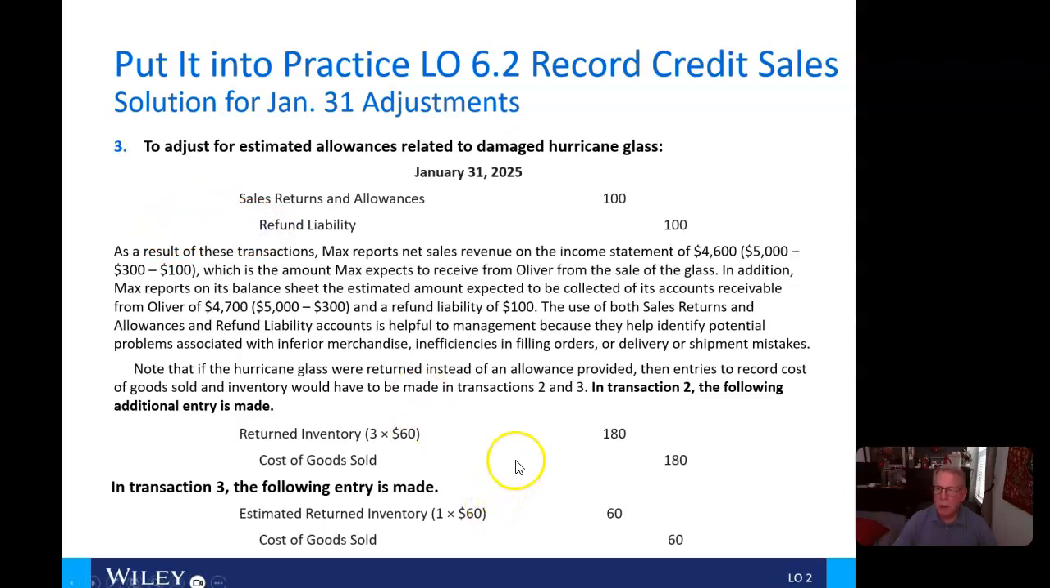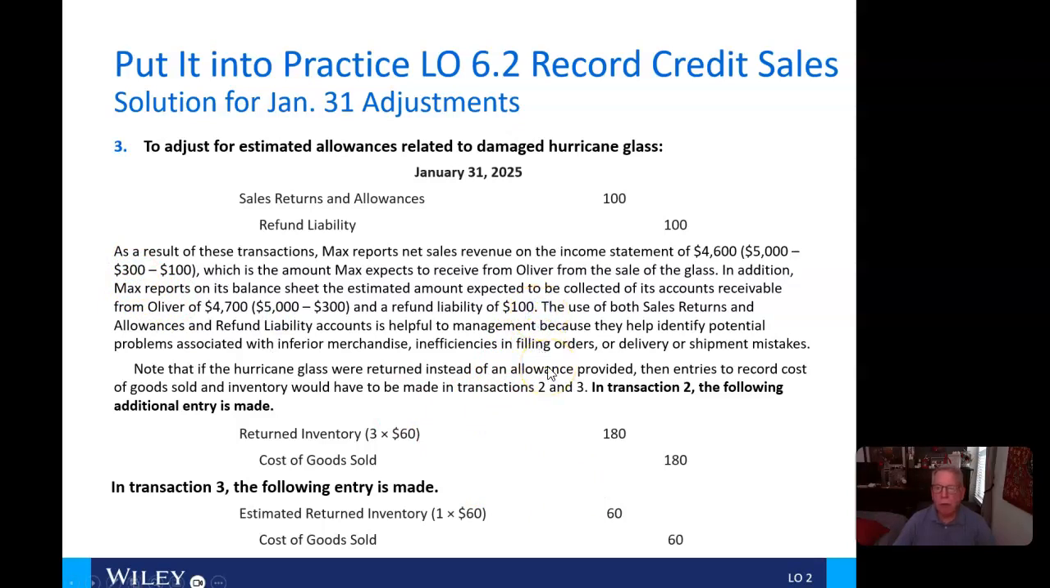All right. So as a result of those transactions, Max is going to report net sales revenue on the income statement, $5,000 less $300 less $100, right? Which is what they expect from the sale of the glass. And in addition, Max is going to report on the balance sheet the receivables here of $4,700, which is the $5,000 less the $300, and a refund liability of $100.